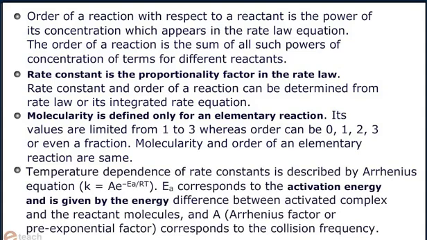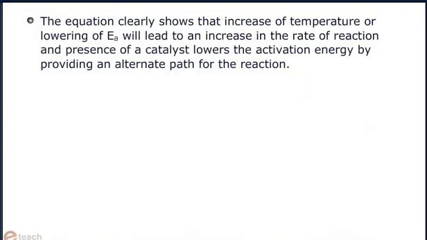k equals A e to the power minus Ea upon RT, where Ea corresponds to the activation energy and is given by the energy difference between activated complex and the reactant molecule, and A corresponds to the collision frequency. Arrhenius factor is also known as pre-exponential factor. The equation clearly shows that increase of temperature or lowering of Ea will lead to an increase in the rate of reaction, and presence of a catalyst lowers the activation energy by providing an alternate path for the reaction.